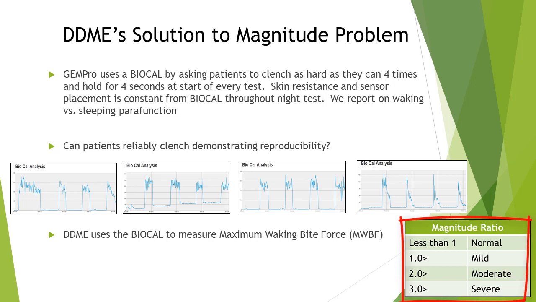That's abnormal. A 2 is moderate. Okay, so that means that you're biting down twice as hard when you're asleep as when you're asked to bite down when you're awake. And 3 is severe, meaning 3 times as hard when you're asleep.